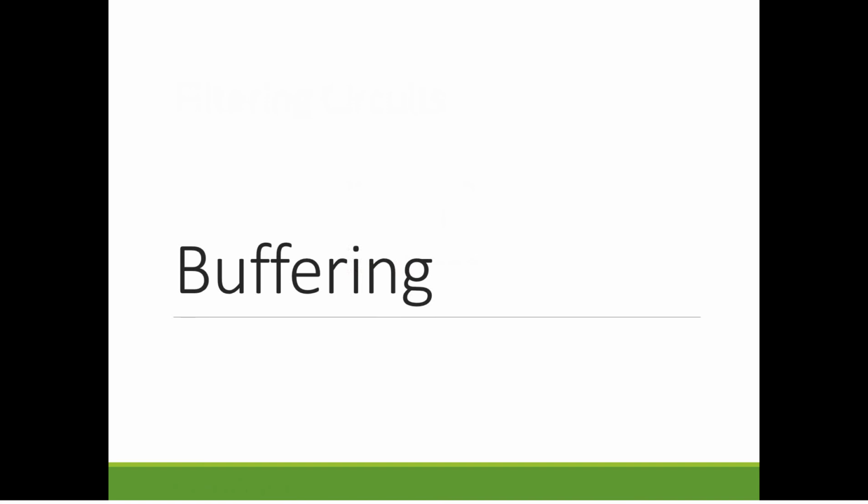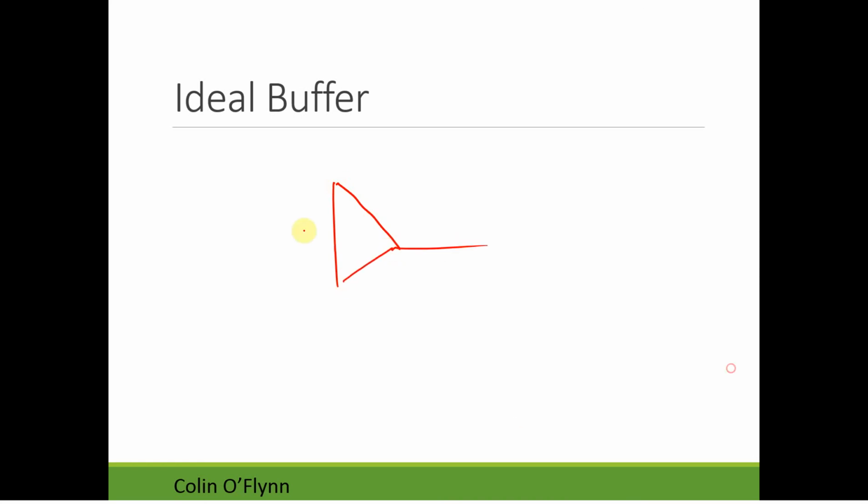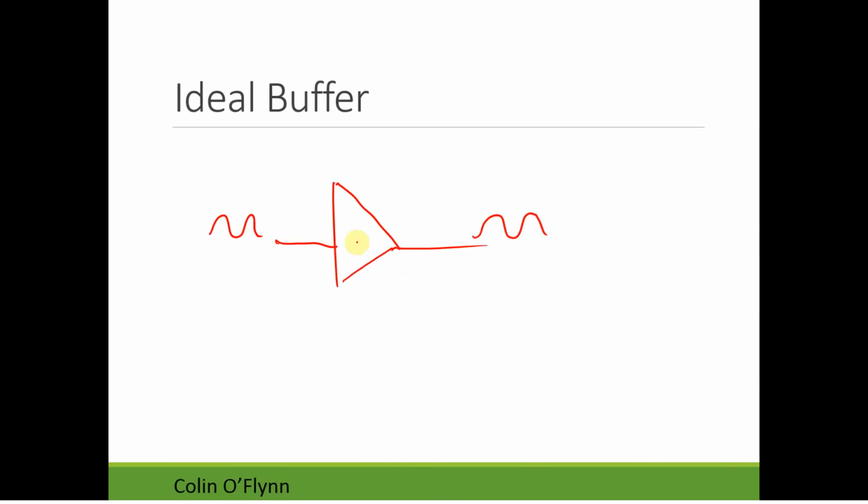So to fix this, we can use buffers. An ideal buffer, which we represent with this triangle, would just be that whatever signal goes in, the exact same signal of the exact same amplitude comes out. So if we have a 1 volt signal going in, we have a 1 volt signal going out. And the buffer you can really see is like an amplifier with a gain of 1. So that's kind of what our buffer is. So ideally, it would take the input and replicate it at the output.